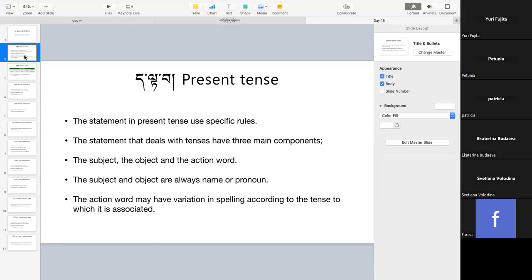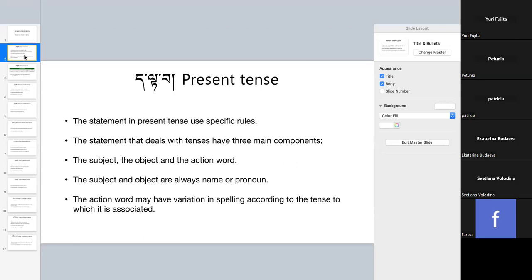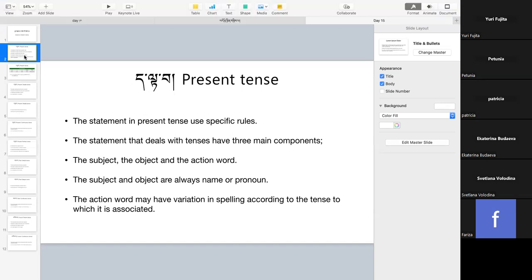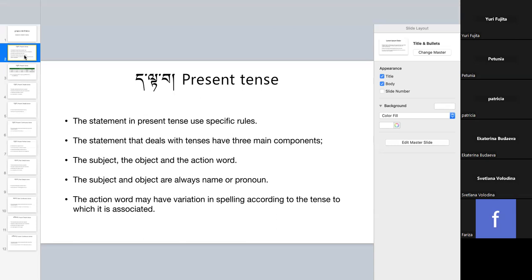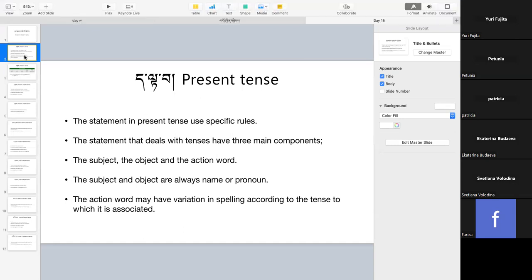So we know that the subject is the doer, the one that does the work. The object is the place or where the action is being done, and the action word is showing the action. So the subject, the object, and the action.